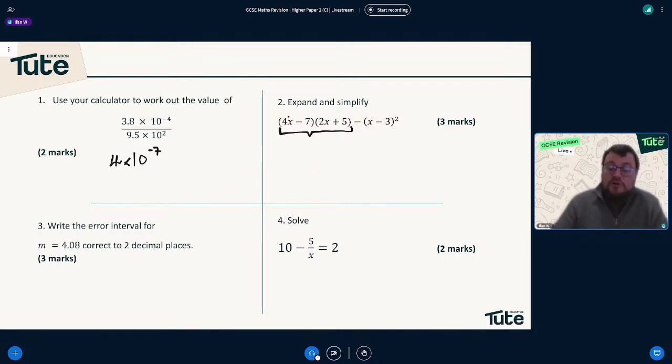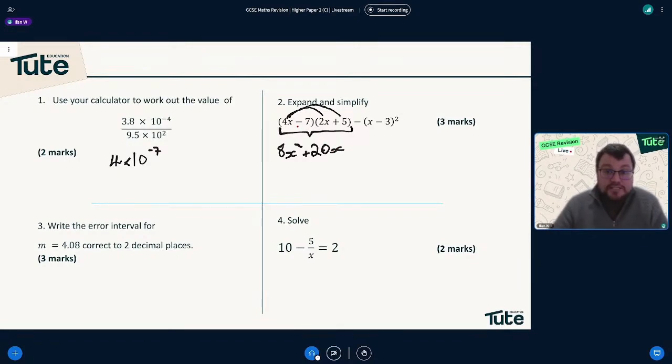That would give you, well, it depends on which method you're using. You could use FOIL, you can use the table. The SMILE method is the same as FOIL. But what you do, 4x times 2x, which is 8x squared. Remember, you're multiplying by the x's as well. And then you've got 4x multiplied by 5, which gives you an answer of 20x. Remember the x with the 4, so you need it there.